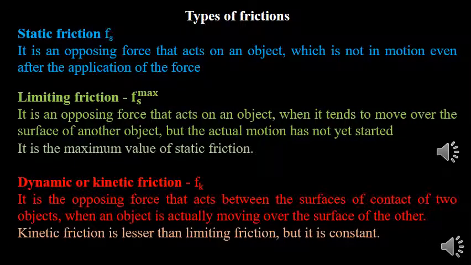Third one is dynamic or kinetic friction. It is denoted by Fk. It is the opposing force that acts between the surfaces of contact of two objects when an object is actually moving over the surface of the other. Kinetic friction is lesser than limiting friction, but it is constant.